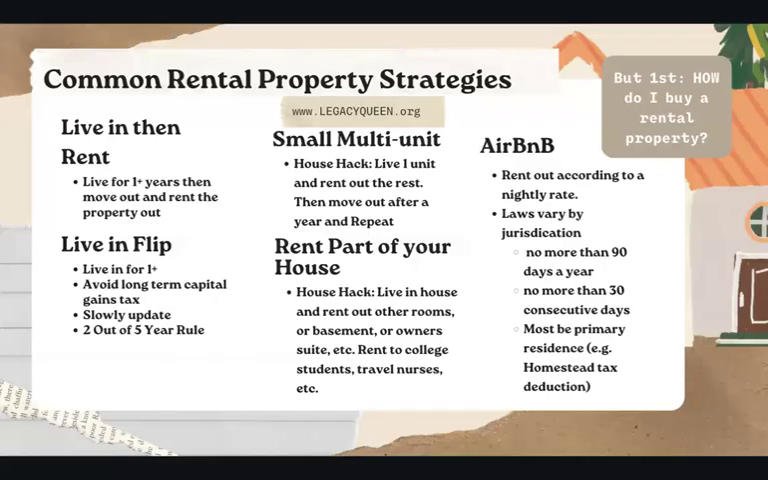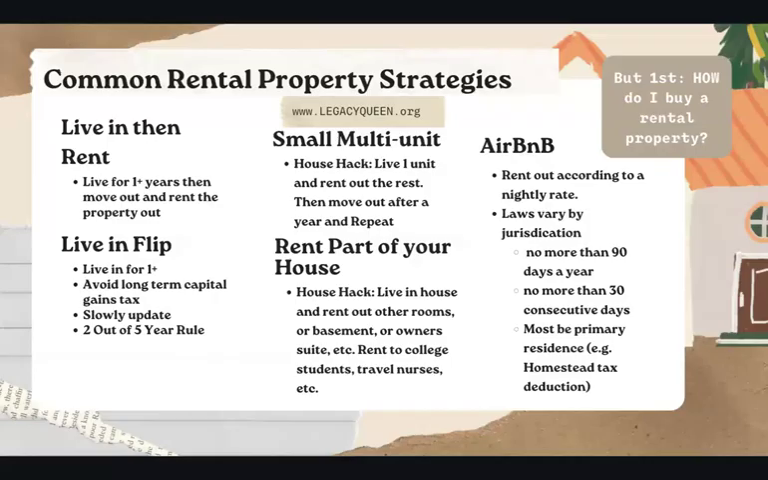Another rental property investment strategy is to go with a small multi-unit. When we think about multi-unit, a small one, think about anything that's less than 5 units. So 5 units or more is commercial. That's a whole different type of financing. Small multi-unit is residential. So that's a duplex, which is 2 units. That's a triplex, which is 3 units, or a quadruplex, which is 4 units.